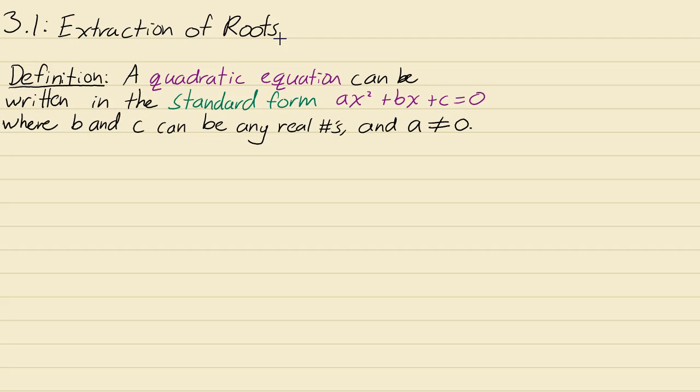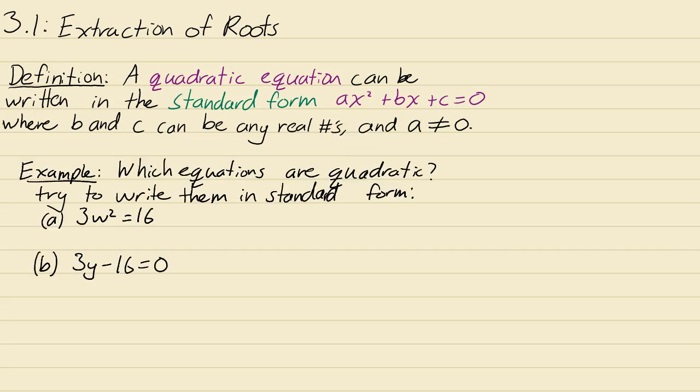Here's the definition. A quadratic equation can be written in the standard form here, which is ax squared plus bx plus c equals 0. So that's the standard form of a quadratic equation. And the b and c can be any real numbers. They could be 0, but the a must not be 0.